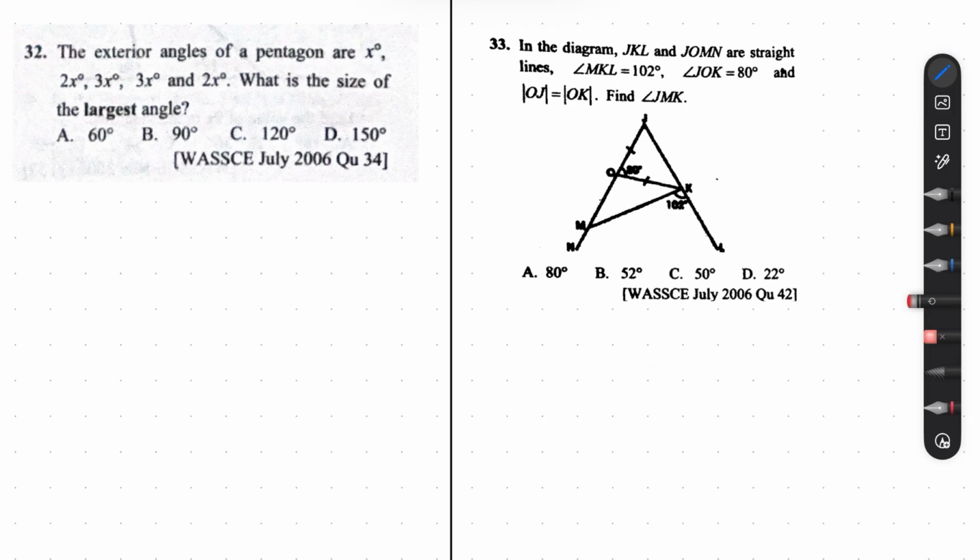The question says the exterior angles of a pentagon are x, 2x, 3x, 3x, and 2x. What is the size of the largest angle?